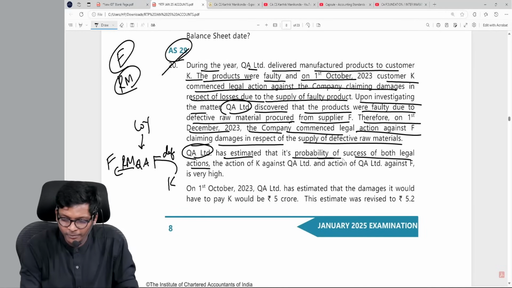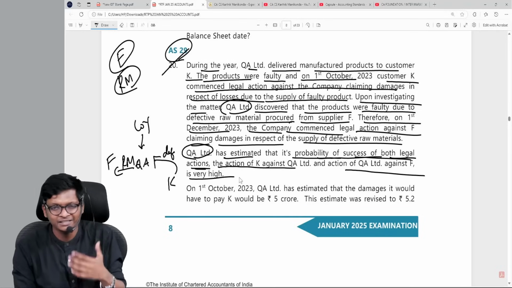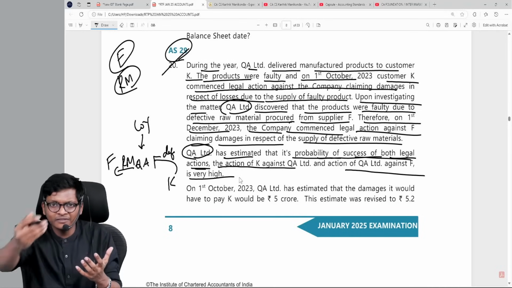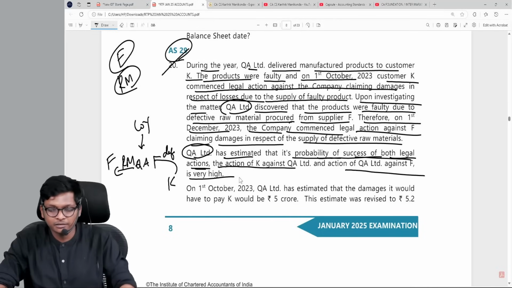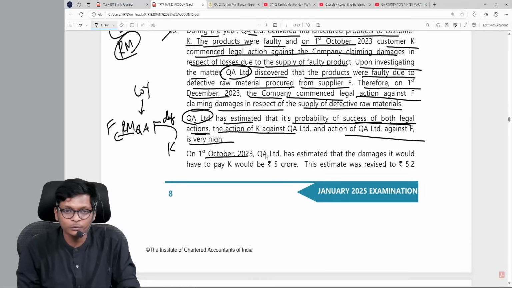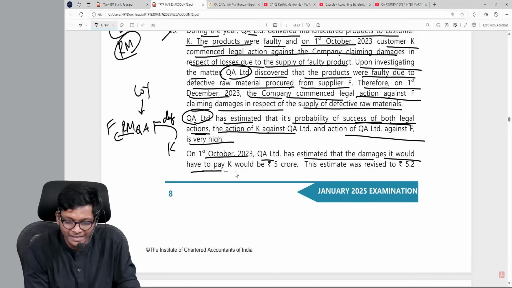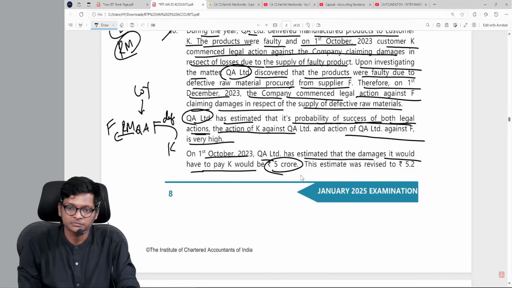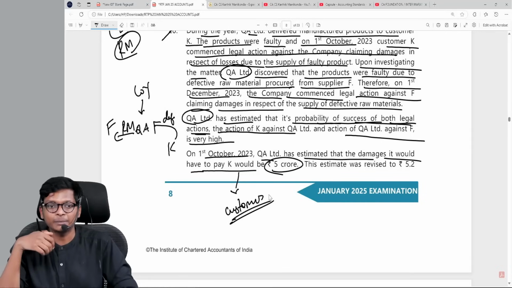The probability of success of both legal actions, the action of K against company and action of company against F, is very high. Logical. Customer will win against company. Company also will win against the supplier. Are you following? Okay. On 1st October 2023, it was estimated that the damage it would have to pay K is 5 crores. Who is K? Customer. I have to pay the customer 5 crores as damage.